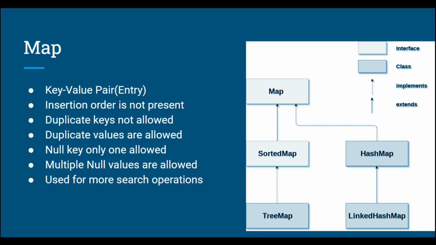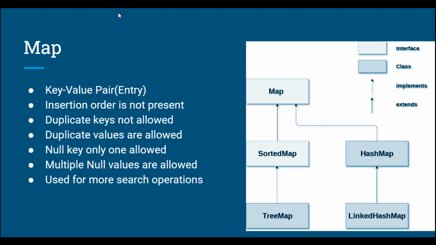In that also we are going to use a tree map to get natural order, like 1, 2, 3, 4, or in our particular order. So we can get that. So that is why we use tree map. So this is all about the map hierarchy.